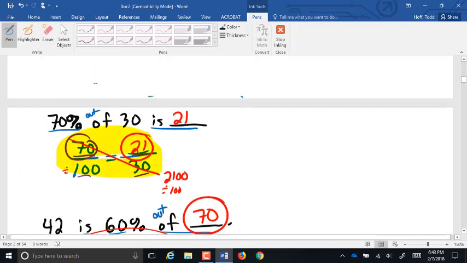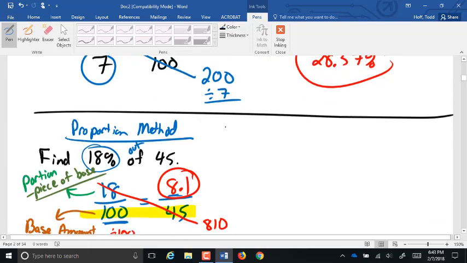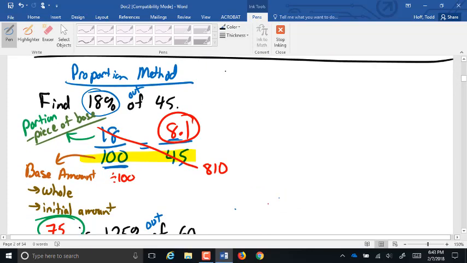There is another method that's been commonly taught for fractions, or for percents, and that is something called the rate method.